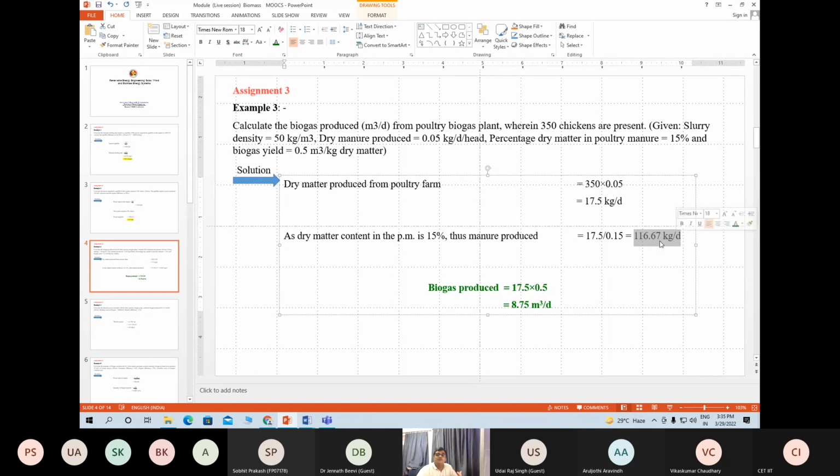And this is the total. Suppose I need to know the dry matter content in this particular poultry, I can simply multiply by 15 divided by 100, that is the 15%, right? So once I do it, I will again get the value of 17.5. So this is as simple as that.